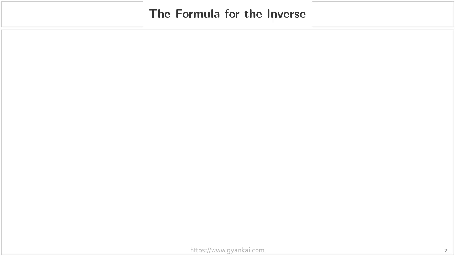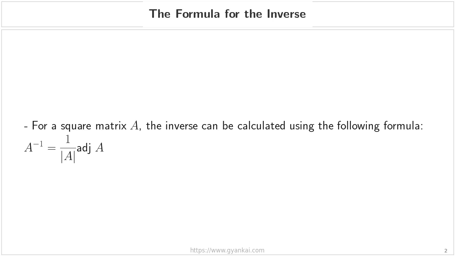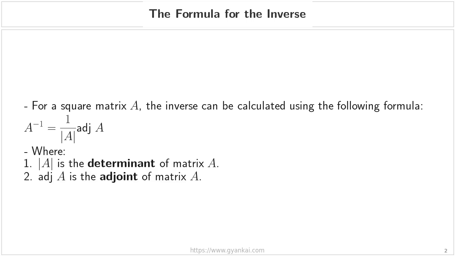The formula for the inverse. For any square matrix A, the inverse can be found using this specific formula. A inverse equals 1 over the determinant of A, multiplied by the adjoint of A. To make sure we are all on the same page, let's break down what those two components are. First, the vertical bars around A represent the determinant of matrix A, which we discussed in our previous lesson. Second, adj A refers to the adjoint of matrix A, which is a matrix we've also recently explored.